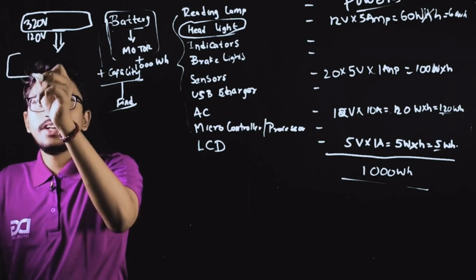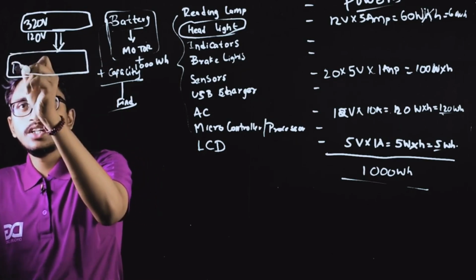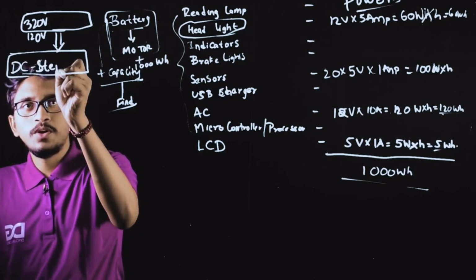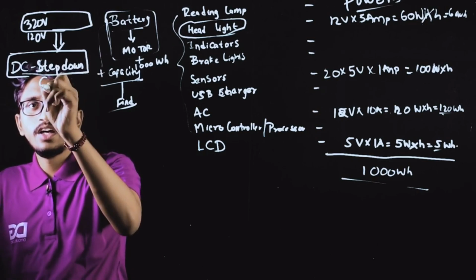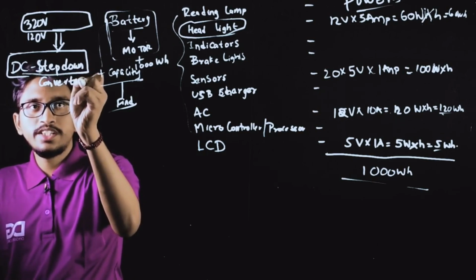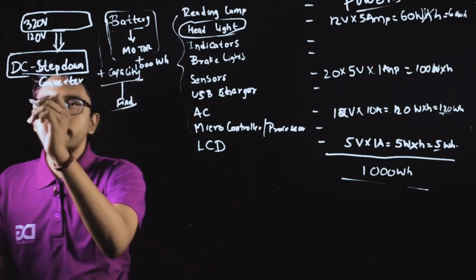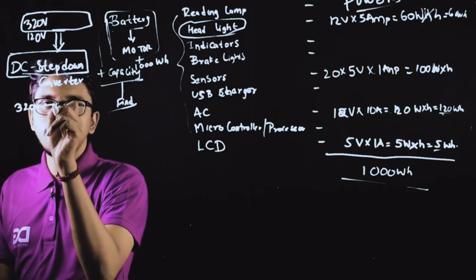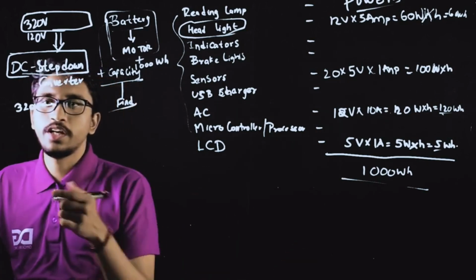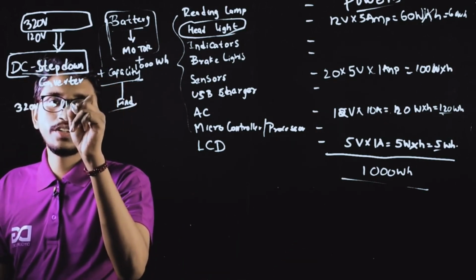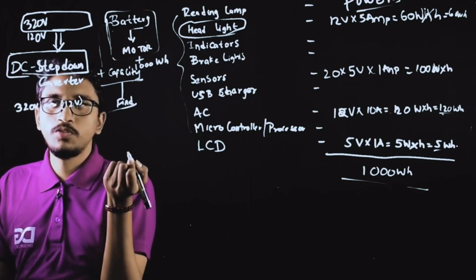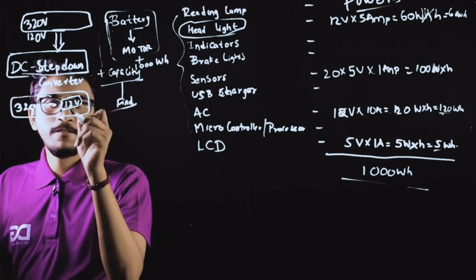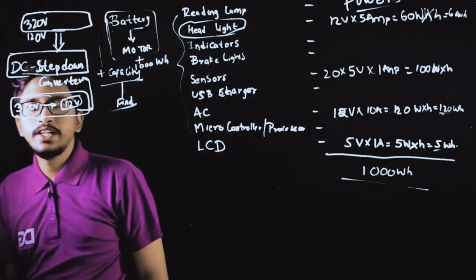This is where I am going to use a DC step down converter. What it does is help me by converting the 320 volts, not actually converting the complete 320 volts, but by stepping down the voltage to what I require, 12 volts. This is said to be a DC step down converter.